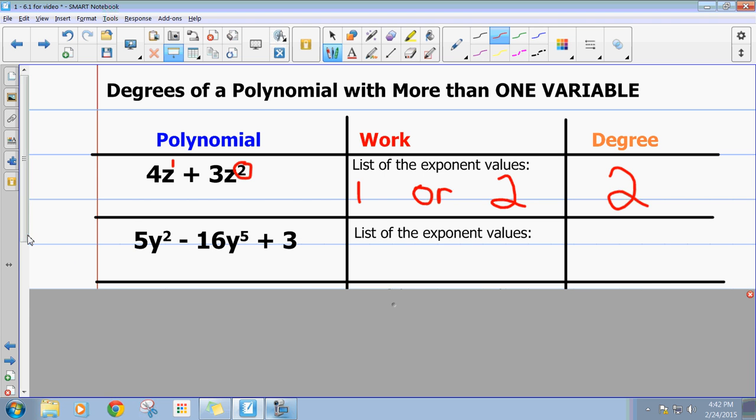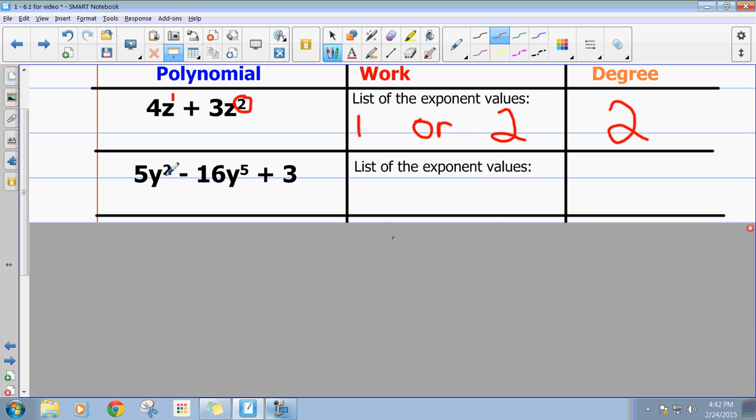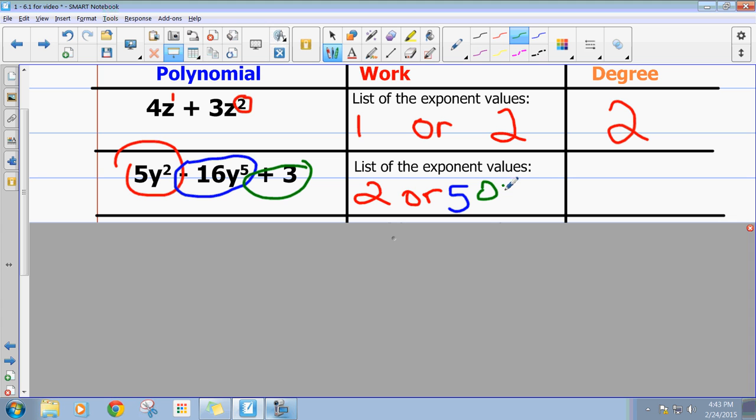Let's look at another one. In the example, 5y squared minus 16y to the 5 plus 3, our first term has an exponent value of 2. Or we can look at our second term, which is negative 16y to the power of 5. We're considering 5. And our last term is 3, but there aren't any variables, so it's a 0. And we look for the winner. Which is higher, 2, 5, or 0? The answer is 5.